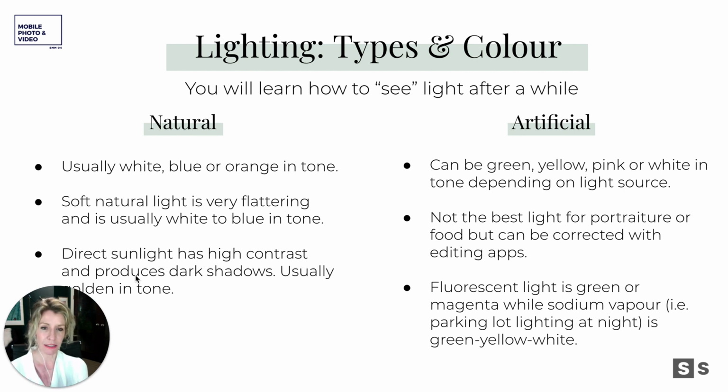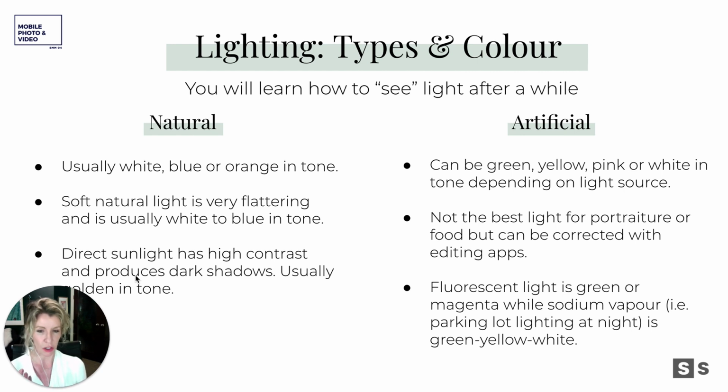Artificial light, as it sounds, can be green, yellow, or pink, even white in tone, bright white, sometimes that bluish white. It's not the best light for portraiture, so faces and humans, or food, but it can be corrected with editing apps to some degree. It can be warmed up a little bit. And there's all sorts of artificial lights too. We're not just talking about awful fluorescent overhead lighting. We're talking about sometimes artificial light that is done really well in a warmer tone.